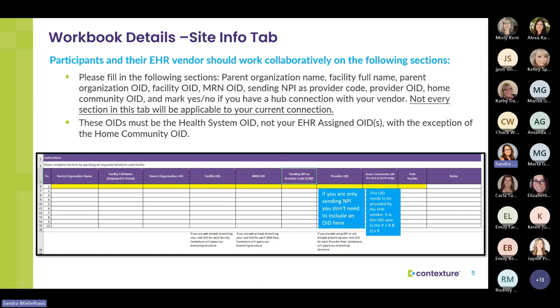If you do not have MRN or facility OIDs and you do not have what's called a branching strategy, we can do that for you. You would just let us know. If you do not know that, you can work with your vendor to see if they know if you have a branching strategy or not. Many of you might not have a branching strategy, and if that is the case, you would just need to let us know. You can put that in the notes, and we can go ahead and branch that for you.